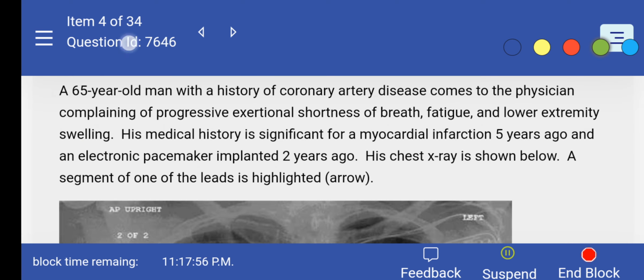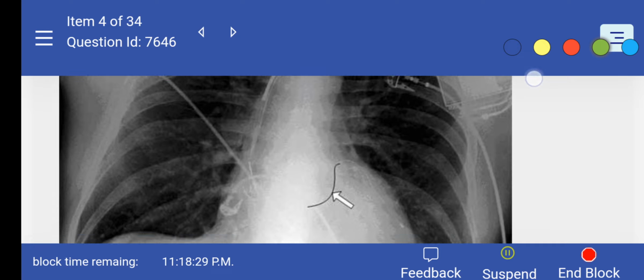Okay, continuing from question number 4. We have a 65-year-old man, okay, with a history of coronary artery disease, who comes to the physician complaining of progressive exertional shortness of breath, fatigue, and lower extremity swelling. His medical history is significant for a myocardial infarction 5 years ago and an electronic pacemaker implanted 2 years ago. His chest X-ray is shown below. A segment of one of the leads is highlighted. Arrow, okay, you can see this.